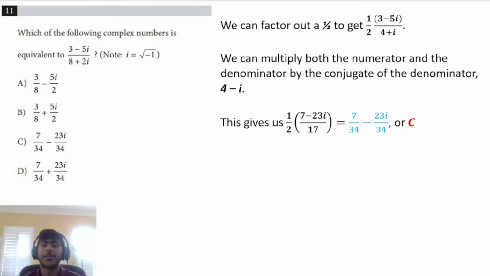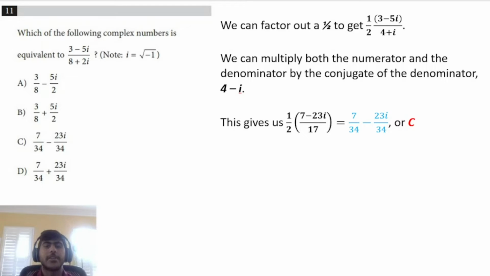Well, first, we factor out a 2 to get 1/2 times (3 minus 5i) over (4 plus i). It might seem like a small thing to do, but it does make the problem significantly easier just by getting rid of that constant. The numbers are now smaller. Now, we can multiply both the numerator and the denominator by the conjugate of the denominator.